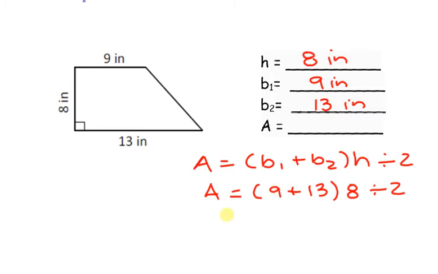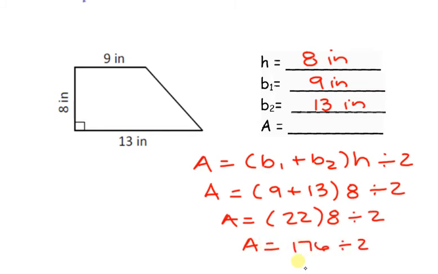So, order of operations, do the parentheses first. Area equals 9 plus 13 is 22 times 8 divided by 2. Area equals, do 22 times 8 is 176 divided by 2. So your area equals 88.